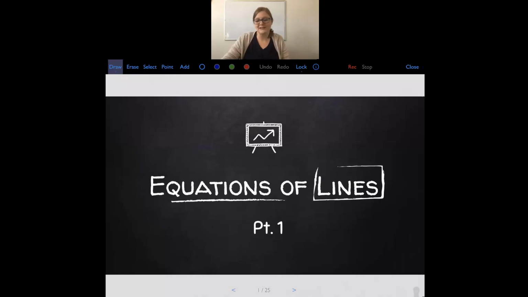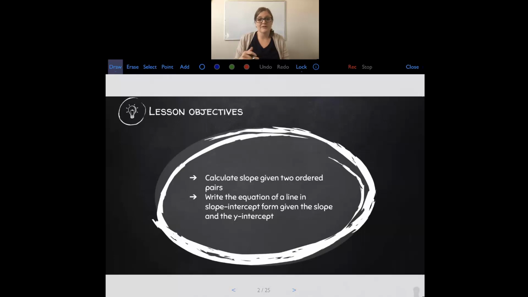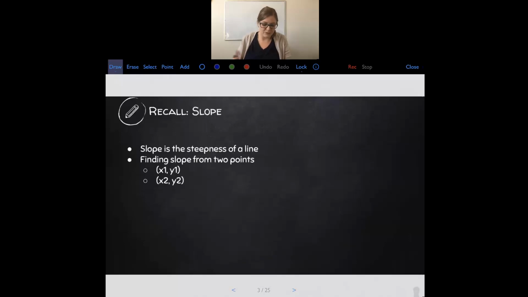We're starting a two-part lesson on equations of lines. This is part one. In our previous lesson about lines, we learned how to calculate the slope of a line from the graph. Now we're going to learn to calculate slope given two ordered pairs that are on a line. And then we'll also learn to write the equation of a line in slope-intercept form given the slope and the y-intercept.